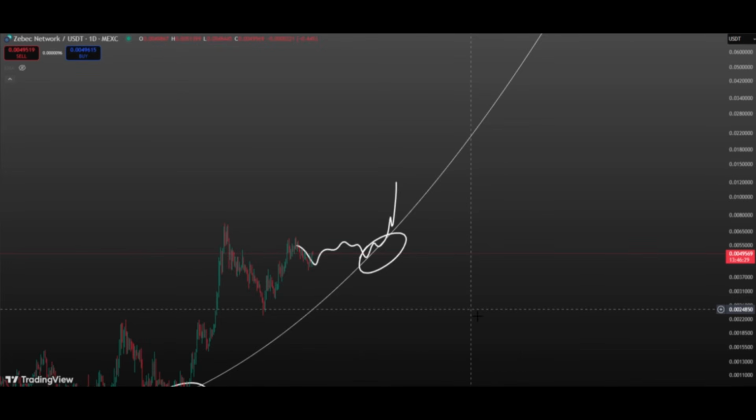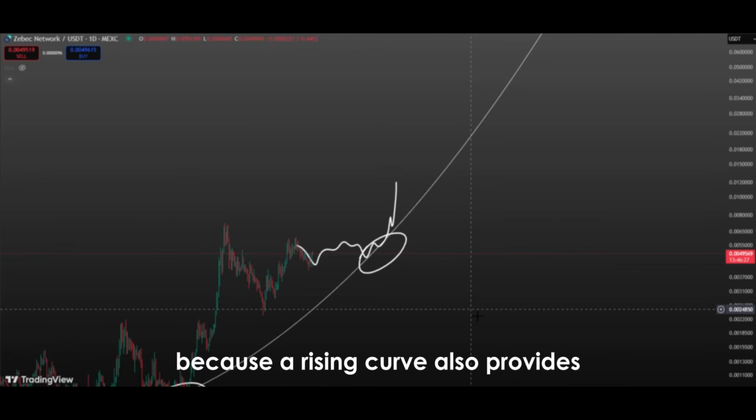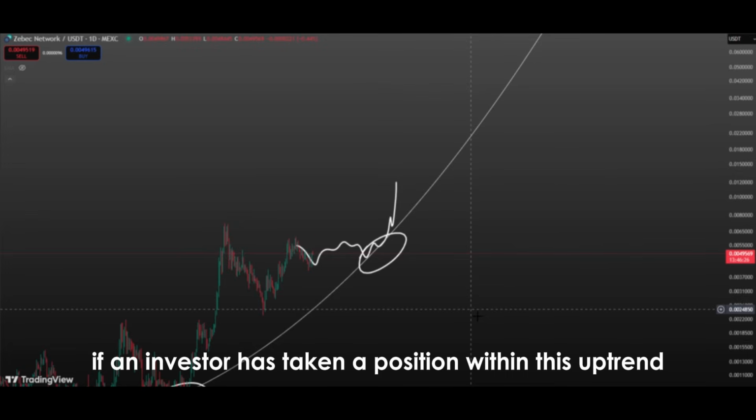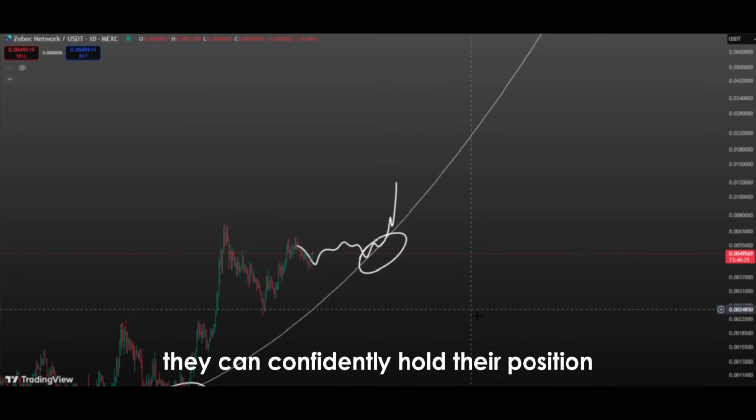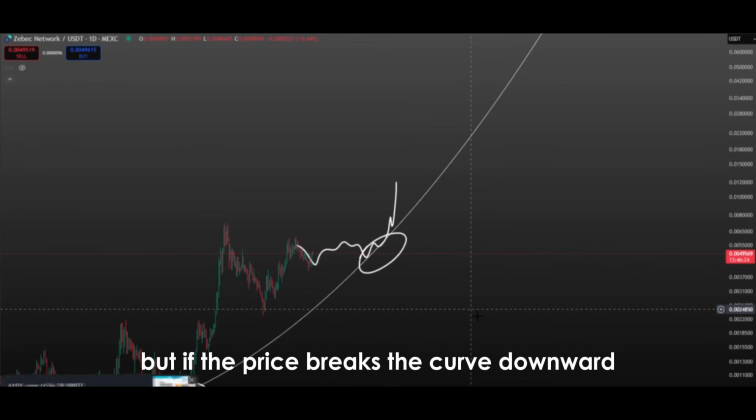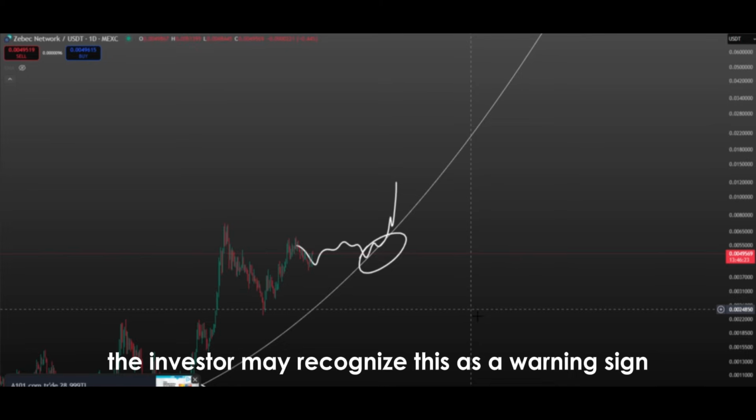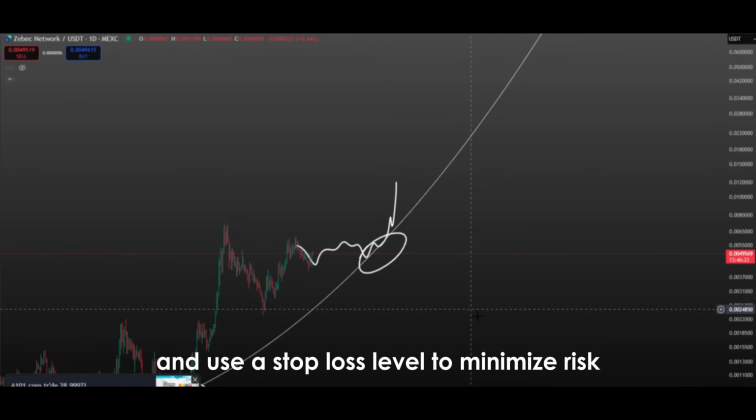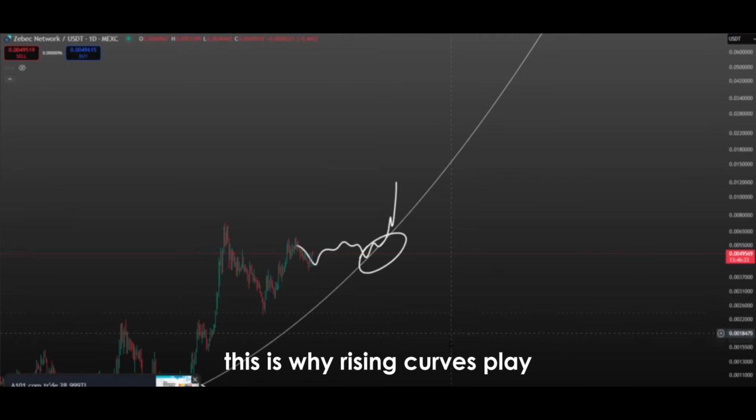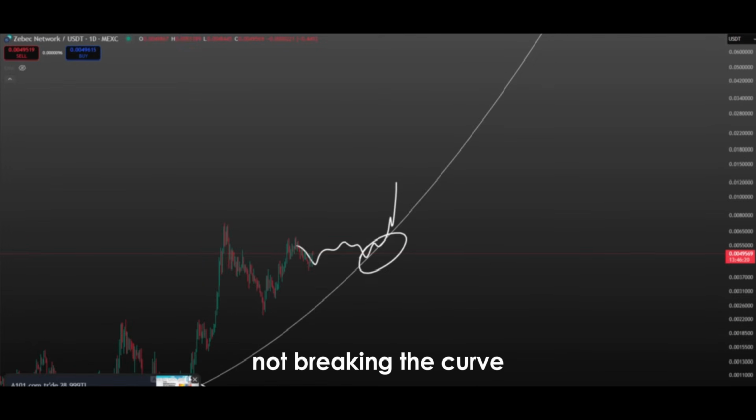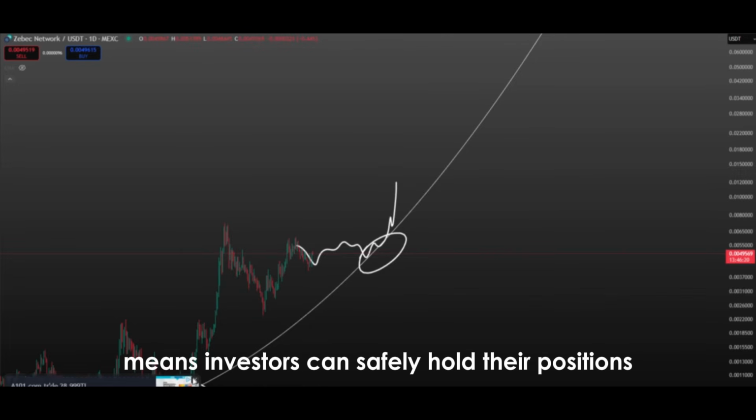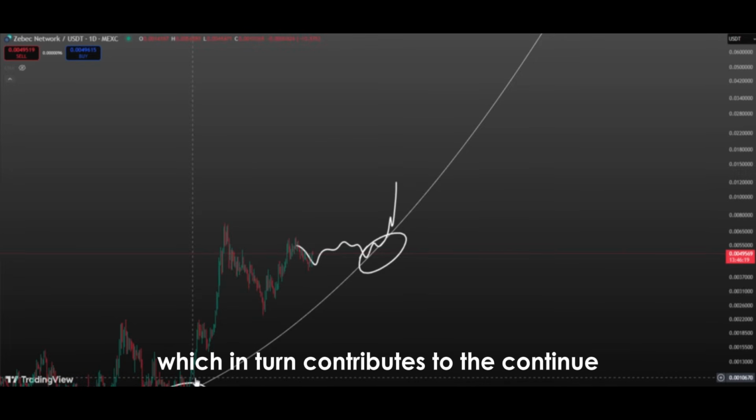Another important factor for investors is risk management, because a rising curve also provides investors with a clear reference point. For example, if an investor has taken a position within this uptrend, as long as the price stays above the curve, they can confidently hold their position. But if the price breaks the curve downward, the investor may recognize this as a warning sign and use a stop-loss level to minimize risk. This is why rising curves play a critical role in investors' decision-making processes. Not breaking the curve means investors can safely hold their positions, which in turn contributes to the continuation of the uptrend in the market.